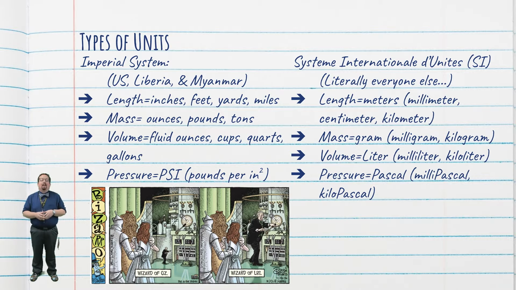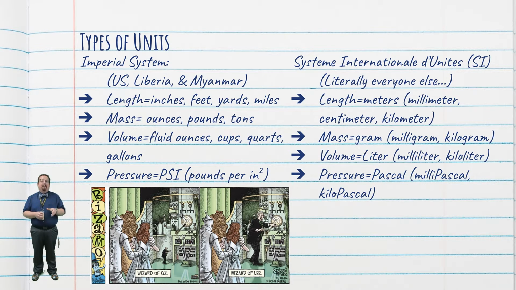The metric system was created by the French, and it's actually called the Système International des Unités, or in English, the International System of Units, abbreviated SI. Everyone else in the world uses this system for units because it's super easy and it just makes sense. For length, the unit is meters, with its various prefixes giving us millimeters or centimeters or kilometers. For mass, the unit is grams, giving us milligrams or kilograms as well. For volume, we have the liter, which gives us milliliters or kiloliters. And for pressure, we use the Pascal, giving us millipascals, as well as the more common kilopascals. You may have noticed the kilopascal abbreviated kPa on your tire gauge.